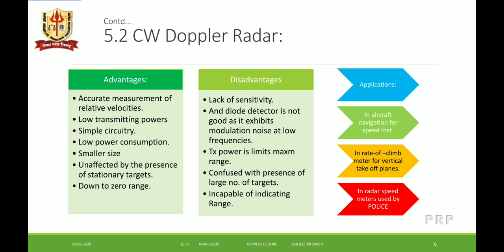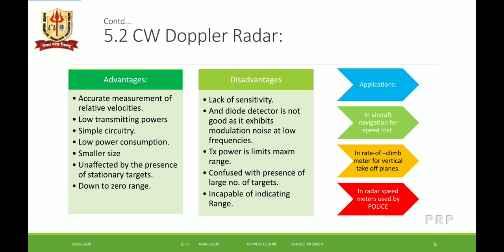So, as stated earlier, it may get confused with the presence of a large number of targets. And moreover, very important, continuous wave Doppler radars are incapable of indicating range. So that is a very big problem for the Doppler radar. Continuous wave Doppler radars are incapable of indicating the target range.